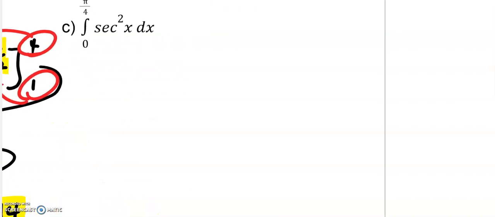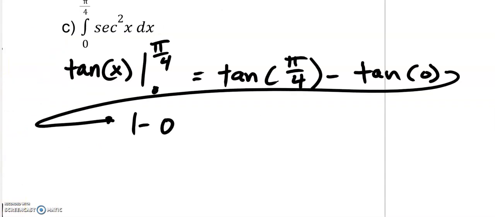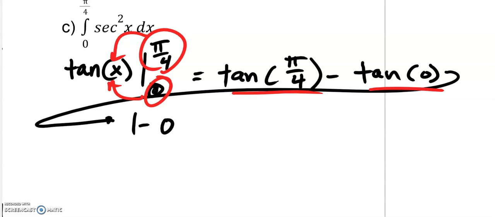Let's see how you did on the next one, the secant squared. The integral of secant squared is just tangent, because the derivative of tangent is secant squared, and that goes from 0 to pi over 4. So you can use brackets if you want to, since it's just one term. Sometimes I don't, but you plug in your upper limit minus your lower limit. So tangent of pi over 4 minus tangent of 0. And that would be 1 minus 0, which is then just 1, and that's the area under the curve of secant squared from 0 to pi over 4.